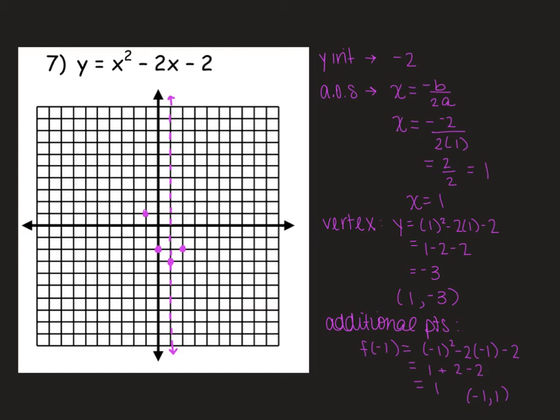I don't need to do any math to find the additional point on the right-hand side. I can see that if this point is 2 blocks away, I'm going to go 2 blocks away, and that's going to be my point on the opposite side. The best thing about the axis of symmetry is that it cuts your work in half. So when you're done, and I would say at least 5 points like how we have here, connect it with a U shape, and you're good to go.